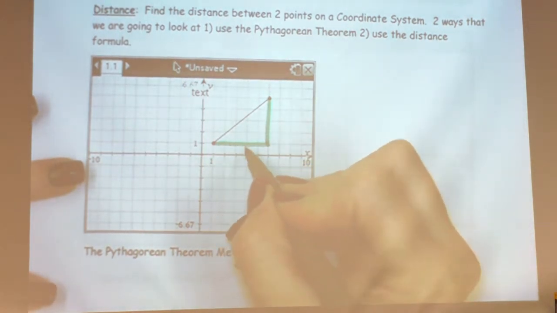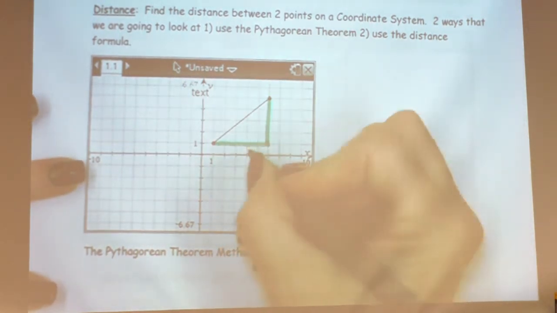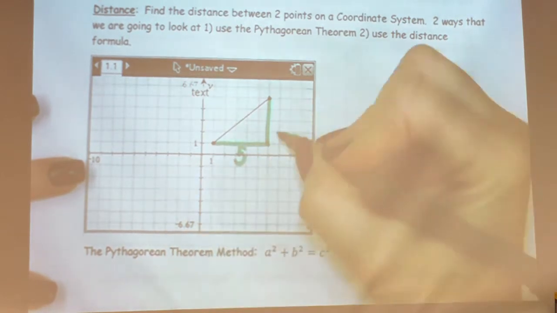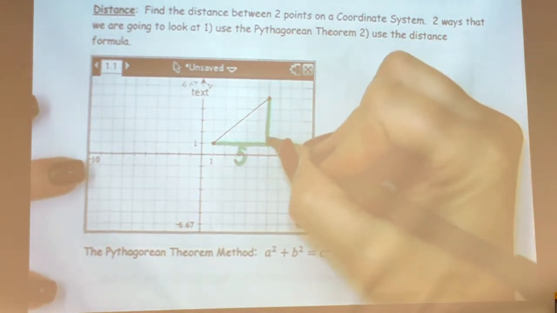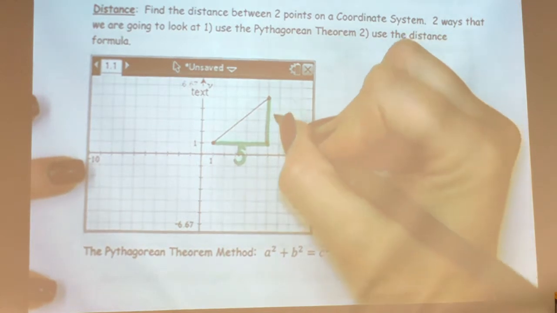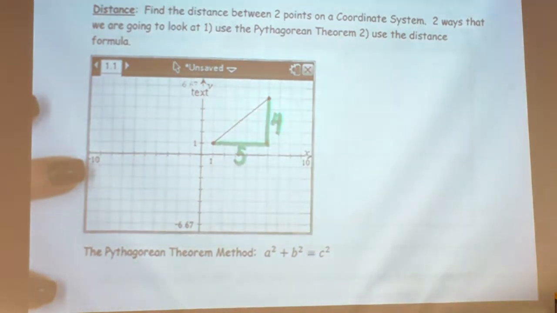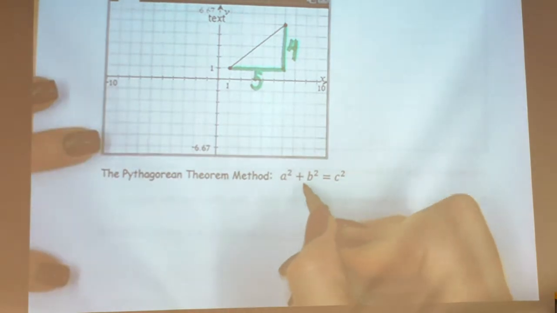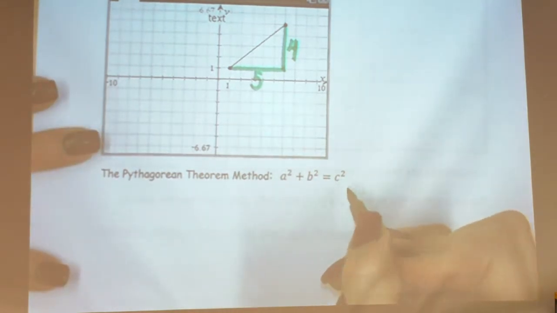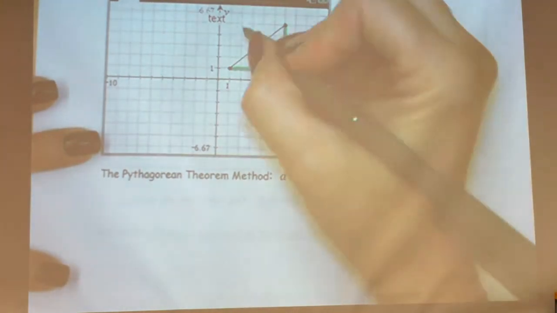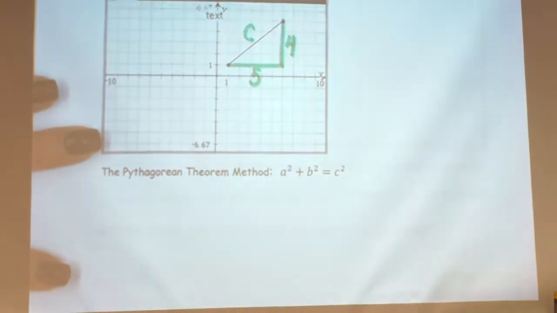1, 2, 3, 4, 5. So this side is 5. And then I'm going to count the squares on this side. 1, 2, 3, 4. So this side is 4. So I have 2 sides of my right triangle, the 2 sides that create my right angle. I'm going to use those and put them in my Pythagorean theorem, a squared plus b squared equals c squared, to figure out my 3rd side. This over here is my c.